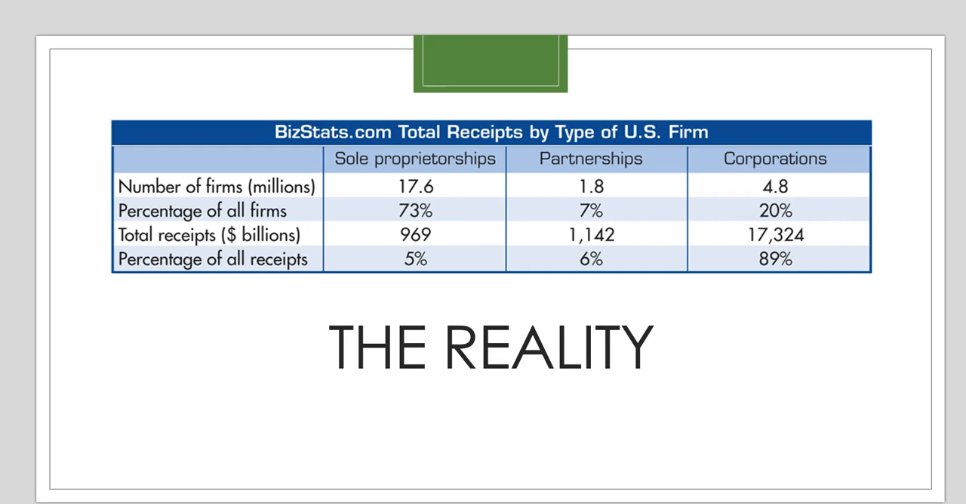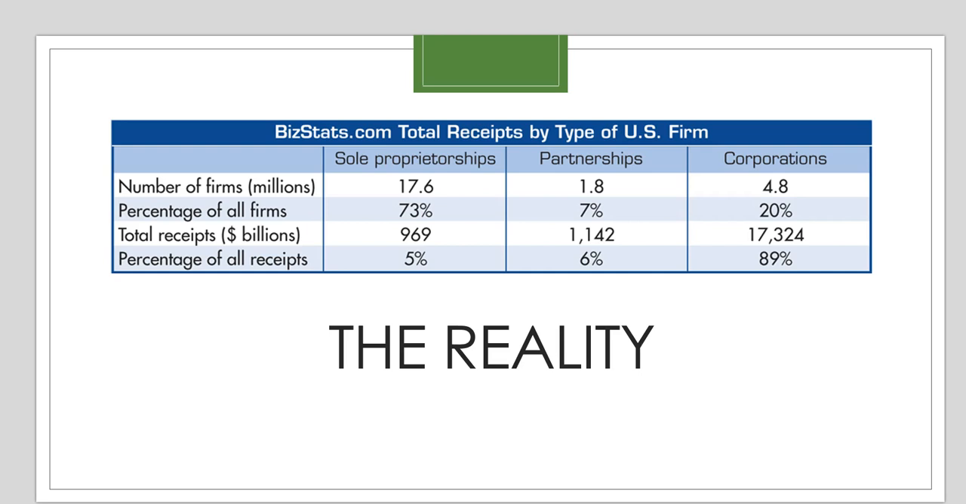When we look at the amount of money they bring in, however, we see that sole proprietorships only account for 5% of all receipts. Corporations represent 89%. So corporations, there are fewer of them, but they make much more money. And that's because once a company becomes successful, they are forced to convert to a corporation to obtain additional financing in the form of equity.